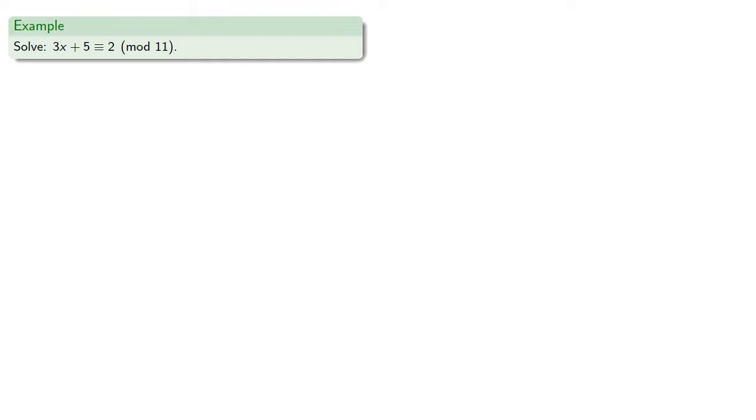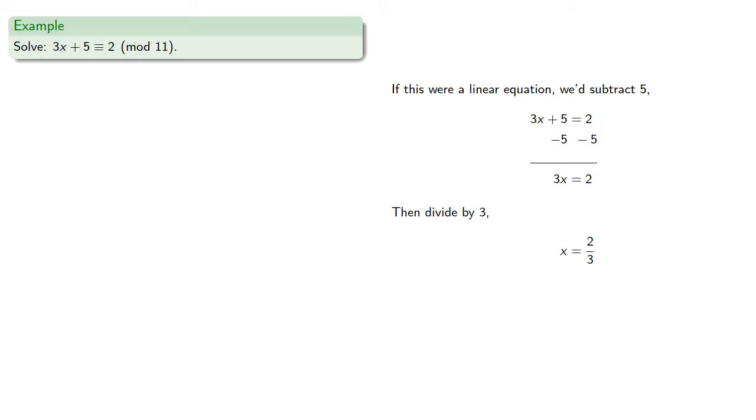For example, let's try to solve 3x plus 5 congruent to 2 mod 11. Now, if this were a linear equation, we'd subtract 5, then divide by 3. Now, since this is a congruence, we could subtract 5, but we won't.